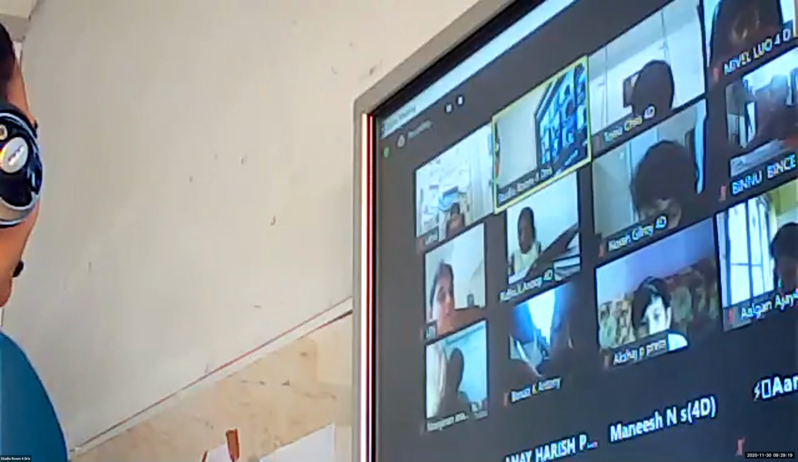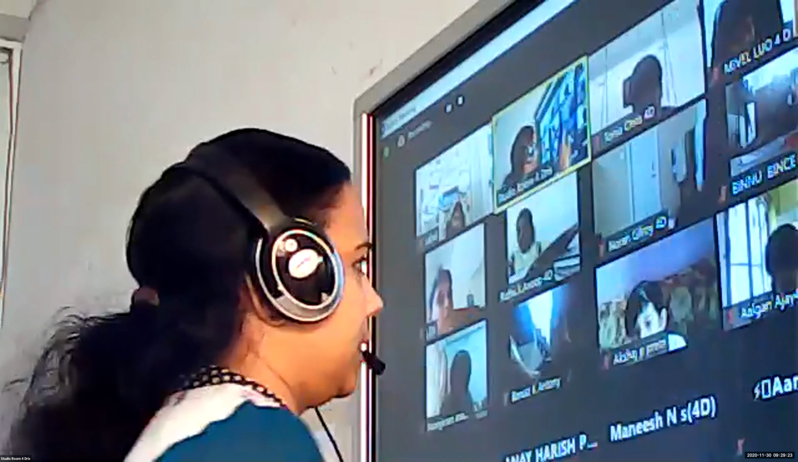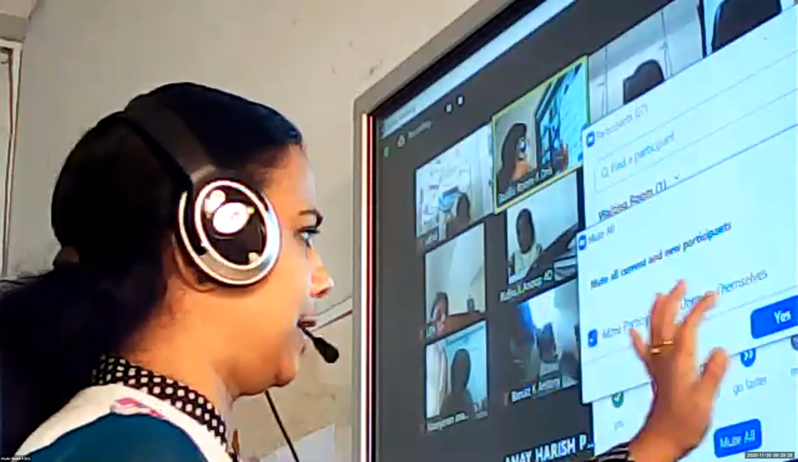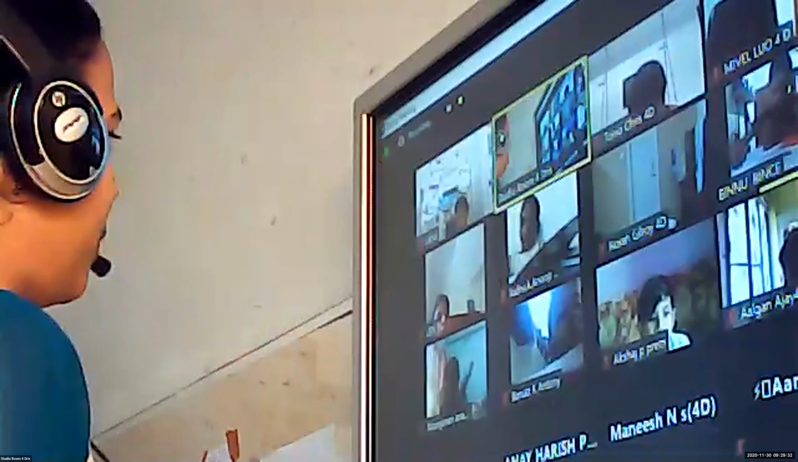Children, you know how to make an equivalent fraction? We make an equivalent fraction by multiplying both numerator and denominator by the same number. Now, all the children, look at these fractions and tell me, 2 by 3, by which number if you multiply, you will get 4 by 6?